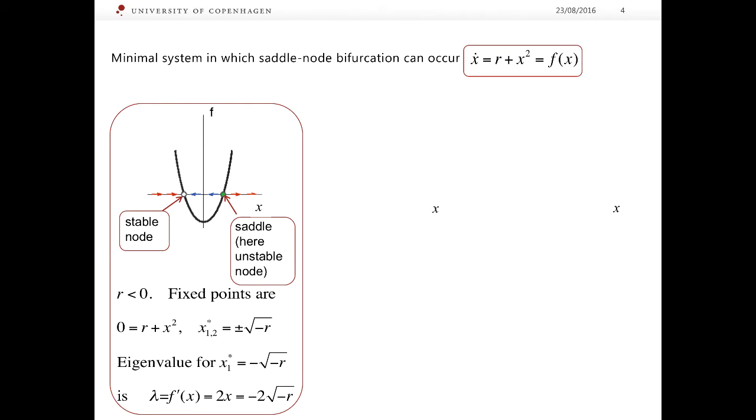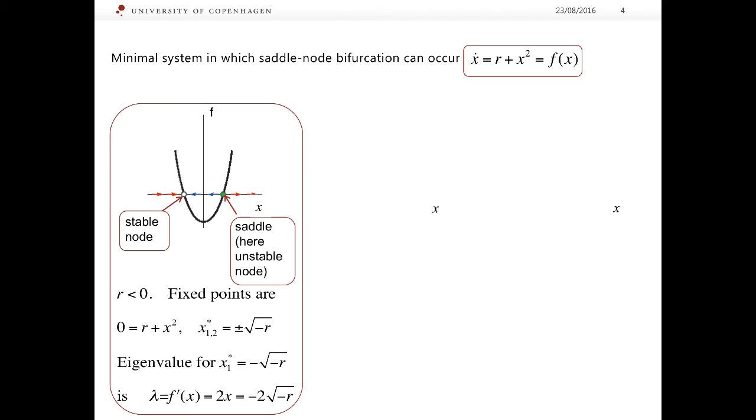Because it is a one-dimensional system, we can draw the phase line diagram for it by plotting the function f against x. The function f is represented by a parabola which, for negative values of r, intersects 0 at 2 points. These 2 points are fixed points of this system. We can find these fixed points by setting f of x to 0, and these fixed points appear to be equal to plus minus the square root of minus r. Since r is negative, minus r is positive, so the square root is real.